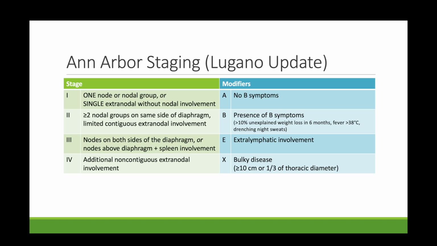And this does go into the patient's risk stratification because remember, presence of B symptoms is a negative prognostic factor. We can add a modifier E if they have extralymphatic involvement. So for instance, if they had splenic involvement, then we would add an E as a modifier. And then finally, we'll often add an X if the patients have bulky disease, which has been defined differently by different study groups, but it's accepted as bulky disease if it's greater than or equal to 10 centimeters or if it takes up 1/3 or more of the thoracic diameter. So bulky disease has an X at the end.